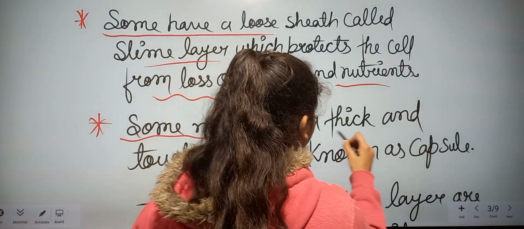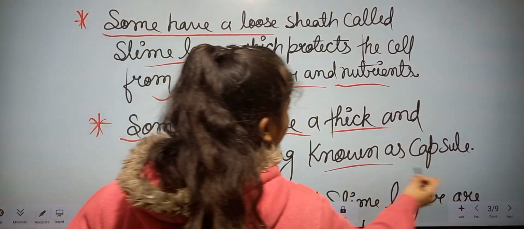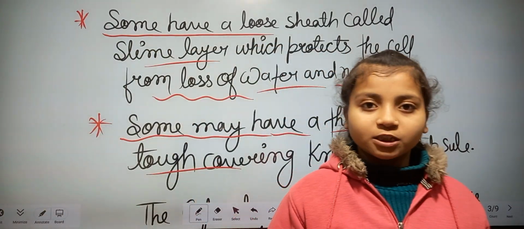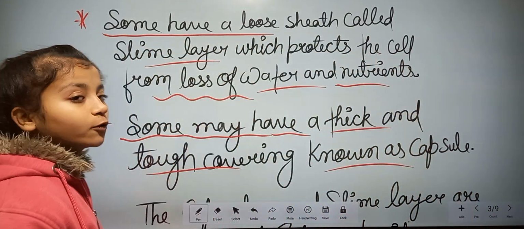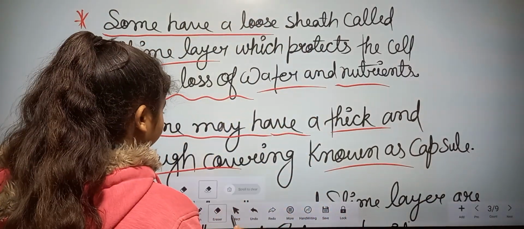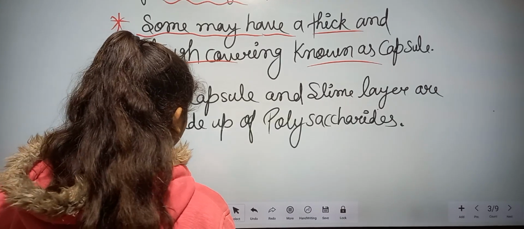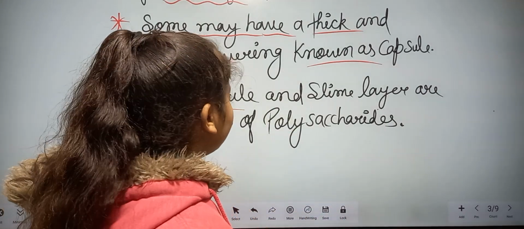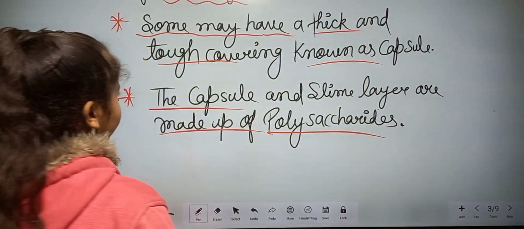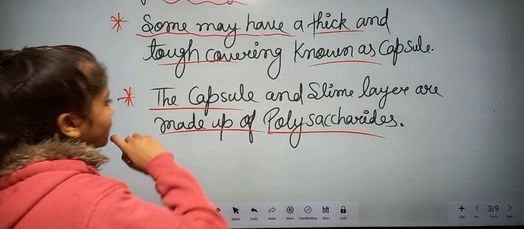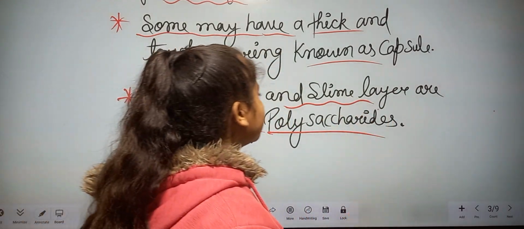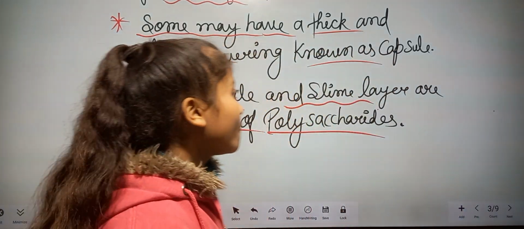Some may have a thick and tough covering known as capsule. It means glycocalyx is thick and very sticky in nature, but some prokaryotic cells have a thick and tough covering called capsule. The capsule and slime layer are made up of polysaccharides. Polysaccharides are a chemical composition. It means polysaccharides make up the capsule and slime layer.